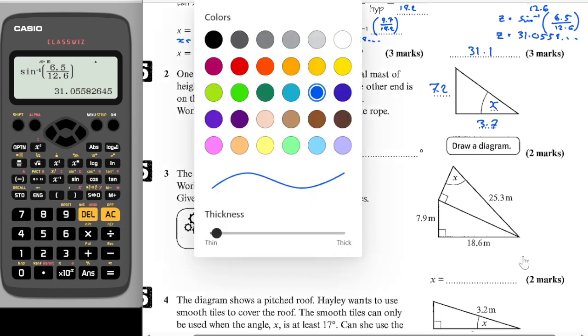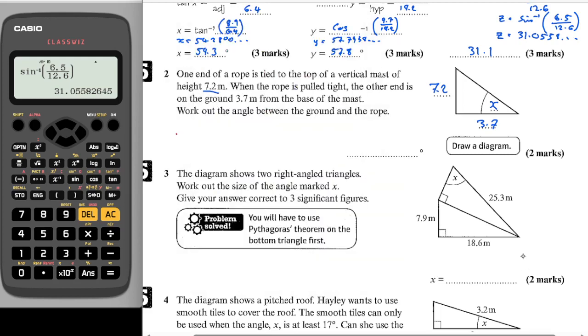So let's switch pen colour just to make this clear. This side is going to be the opposite and this side is going to be the adjacent. So I'm going to be using the tan ratio. Tan is equal to opposite over adjacent. So I'm going to jump straight in a little bit here and say that X is going to be equal to tan to the minus 1 of the opposite, so 7.2 over the adjacent 3.7.